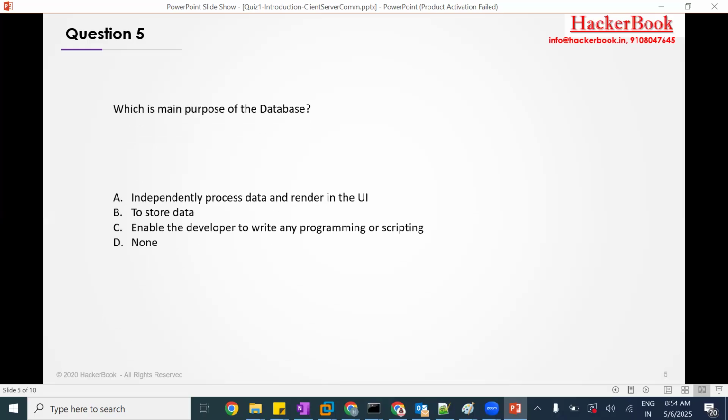What is the main purpose of the database? Which one do you select out of these four? Independently process, store data, enable the right developer to write the program. The correct answer is: the main purpose of the database is to store the data. Okay, option B.